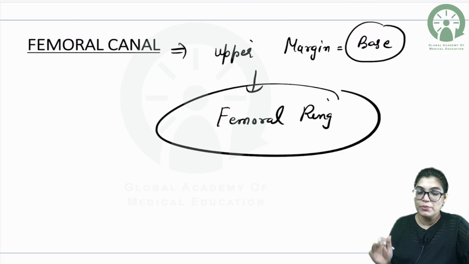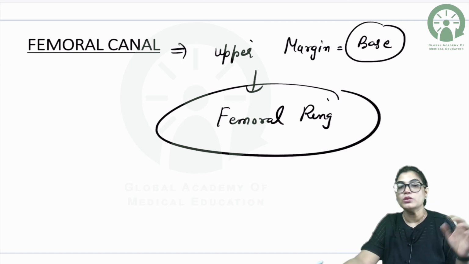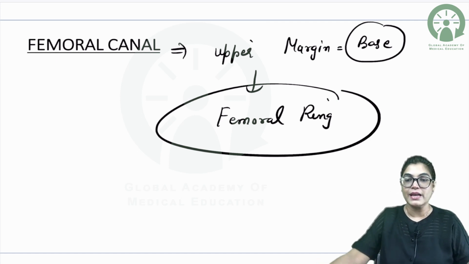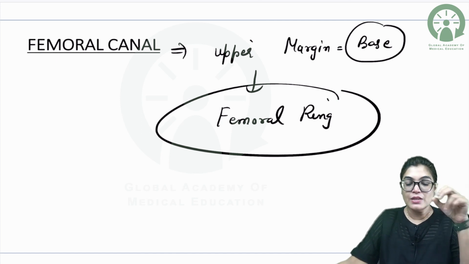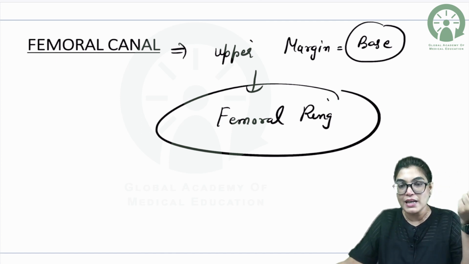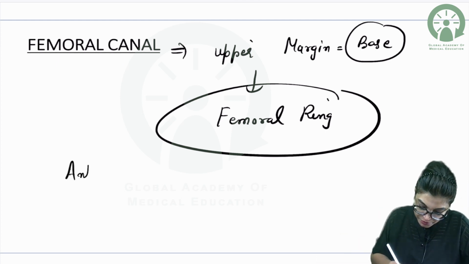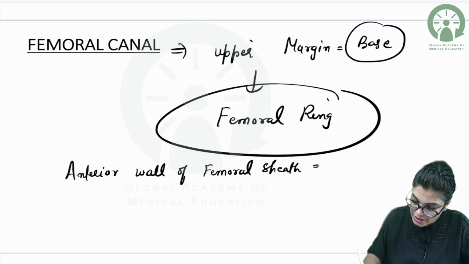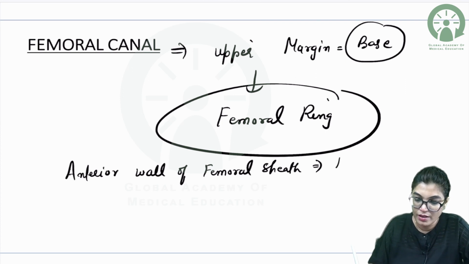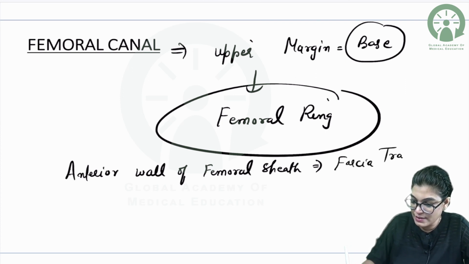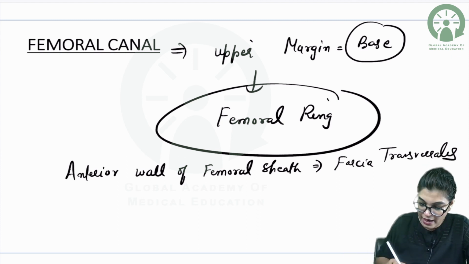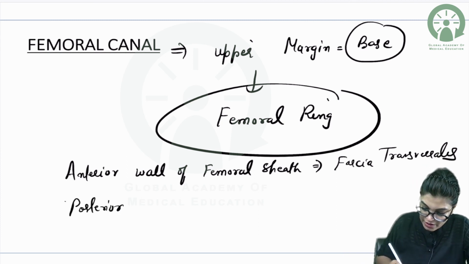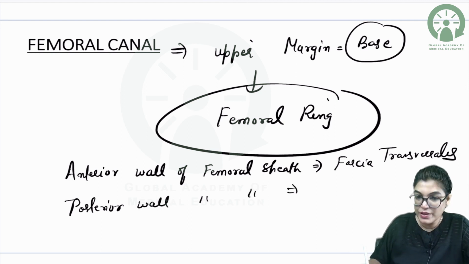One more thing I want everybody to please note down: it's very important that you also understand how this femoral sheath is formed. Anterior wall of femoral sheath is formed from fascia transversalis and the posterior wall of femoral sheath is formed from fascia iliaca. So, please note down, anterior wall of femoral sheath is formed by fascia transversalis and posterior wall of femoral sheath is formed by fascia iliaca.